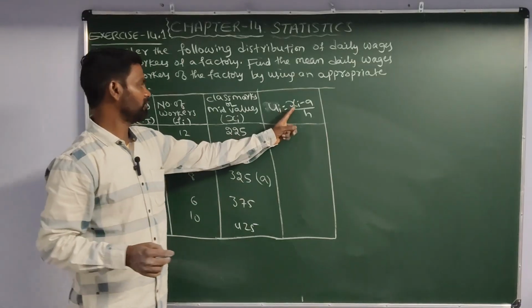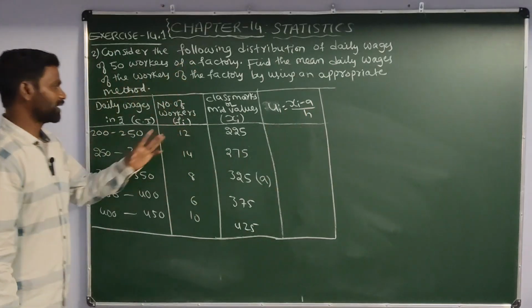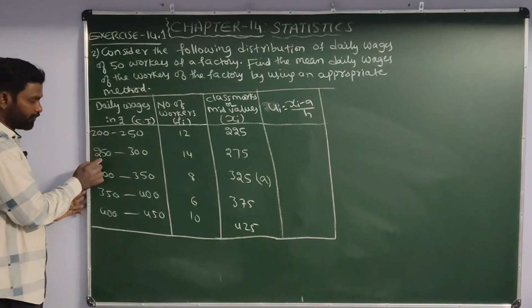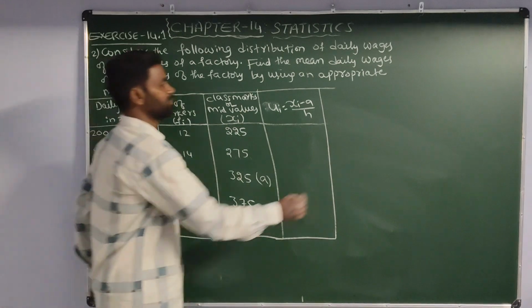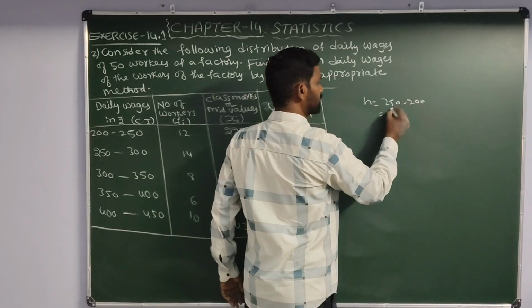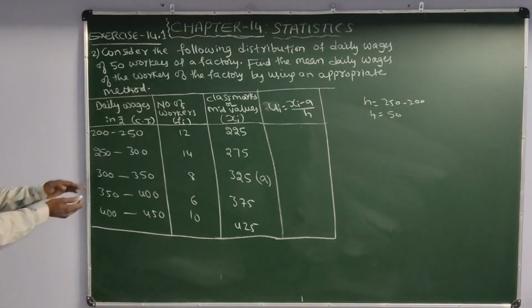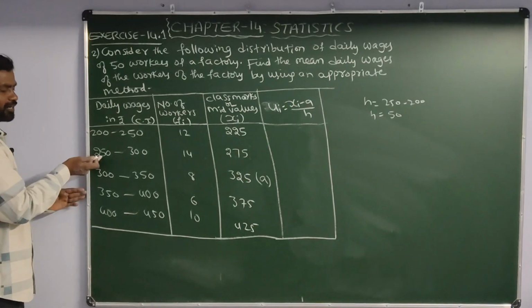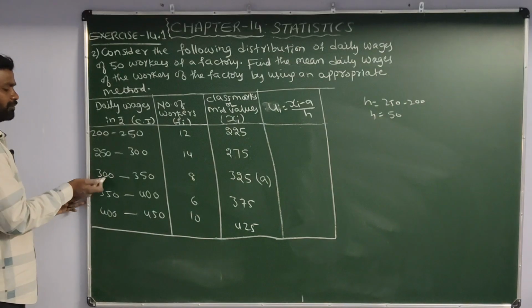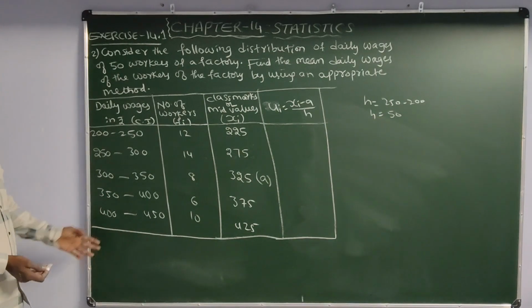Now this is the formula we have to use here: Xi minus A by H. What is H? Class size. H is nothing but 250 minus 200. So what is the class size? It is 50. Take not only 250 minus 200, you can calculate any one. 300 minus 250, it is 50 only. 350 minus 300, it is 50 only. 400 minus 350, it is 50 only.